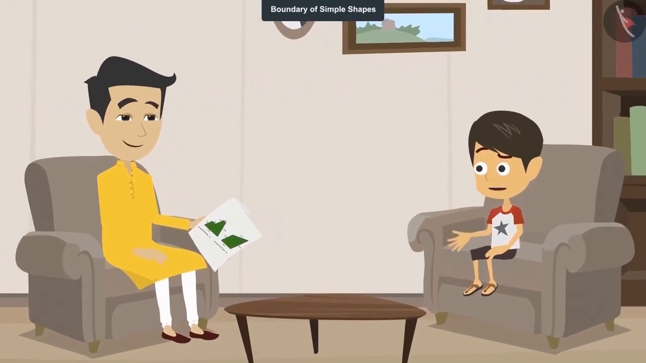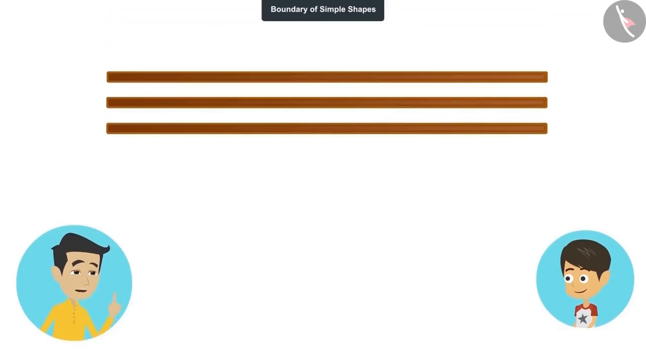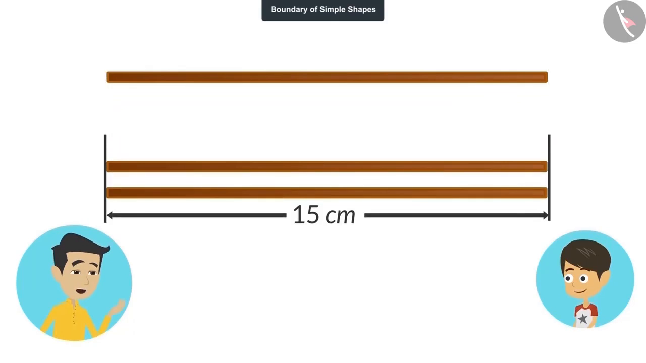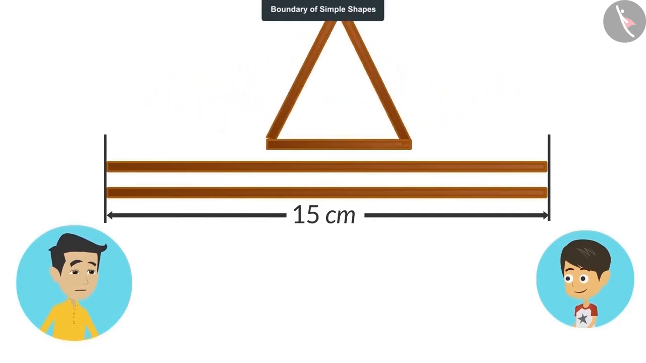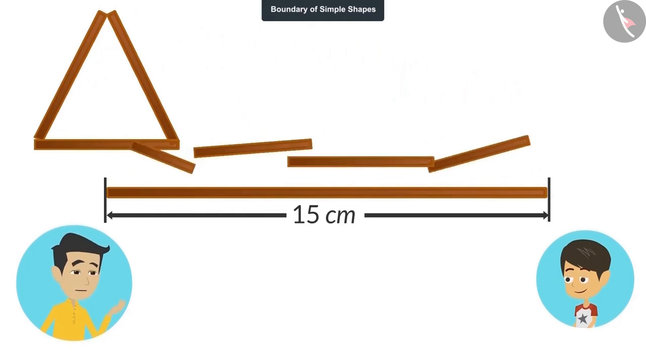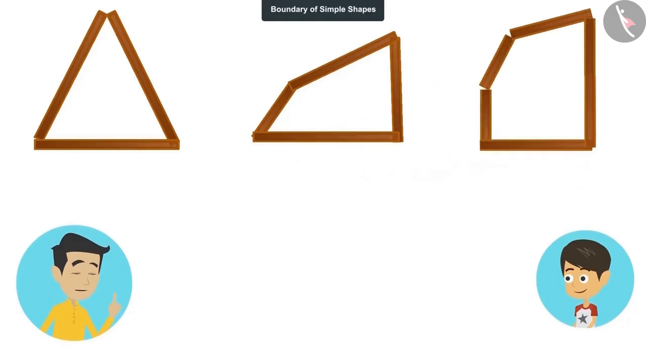I did not understand it properly. Look, I have 3 thin sticks of the same size. They all have the same length, 15 centimeters. Yes, their length is the same. Now I cut one of these sticks into 3 parts and make a shape from it. In the same way, I cut the other stick into 4 parts and make a shape from it. And finally, I cut the third stick into 5 parts and again make a shape from it.